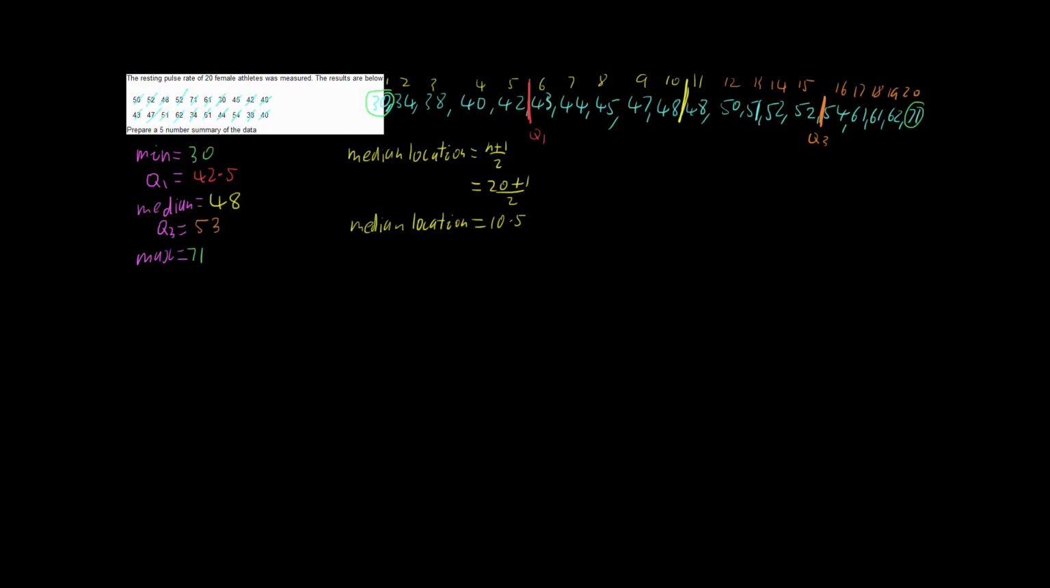So that's it. We found our minimum value, our maximum value, our median, our first quartile, and our third quartile. We listed them out, and we've created ourselves a 5-number summary.